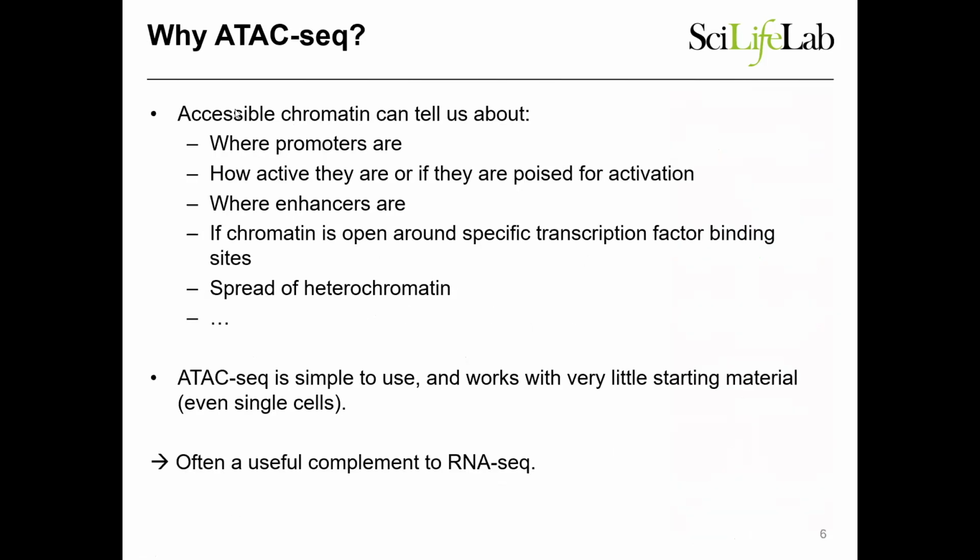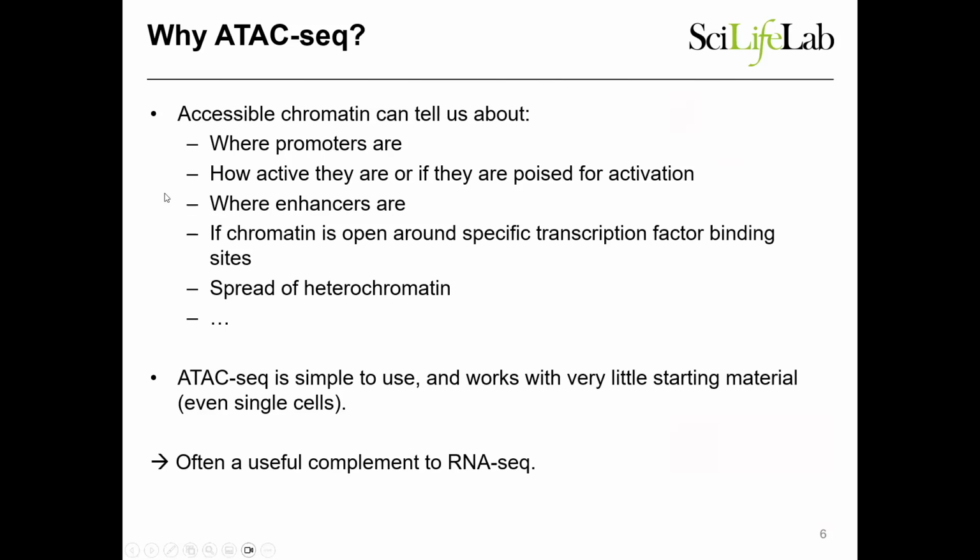So accessible chromatin, also called open chromatin, tells us, for example, where promoter regions are and if these promoter regions are active. If a promoter region is open, it means either it's active or it can become active at any moment. If a promoter region is full of nucleosomes, it means that the expression of this gene won't be turned on.